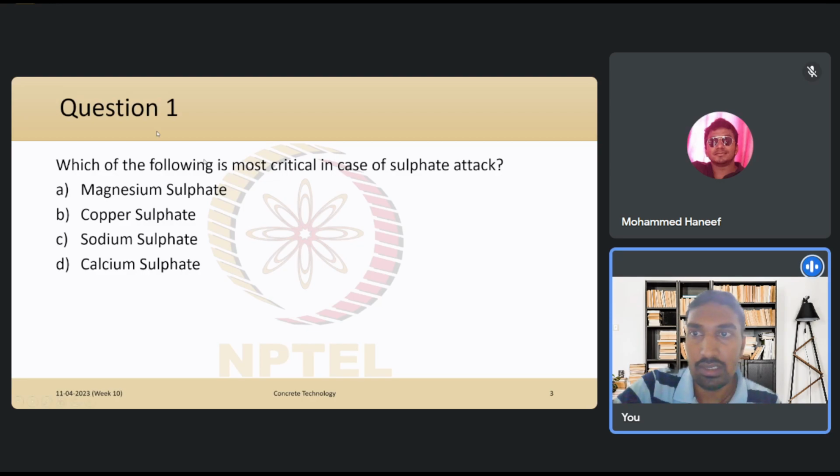The first question is, which of the following is most critical in the case of sulfate attack? The options are magnesium sulfate, copper sulfate, sodium sulfate, and calcium sulfate.